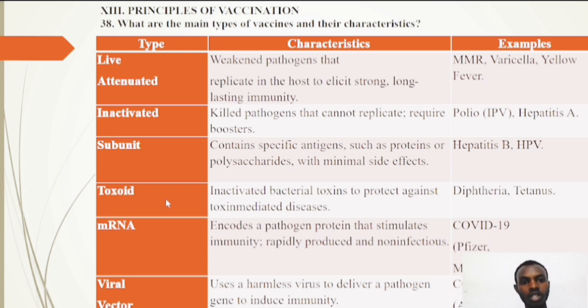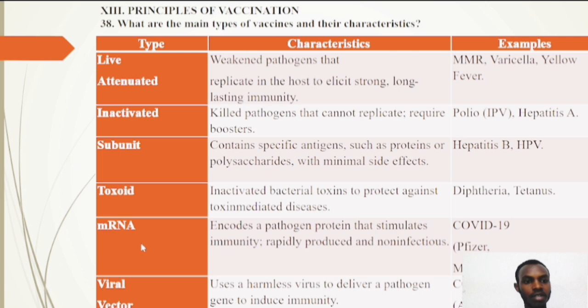Then there are toxoids, inactivated bacterial toxins to protect against toxin-mediated diseases. Those are inactivated bacterial toxins in the body that will protect against toxin-mediated diseases. Examples are diphtheria and tetanus.